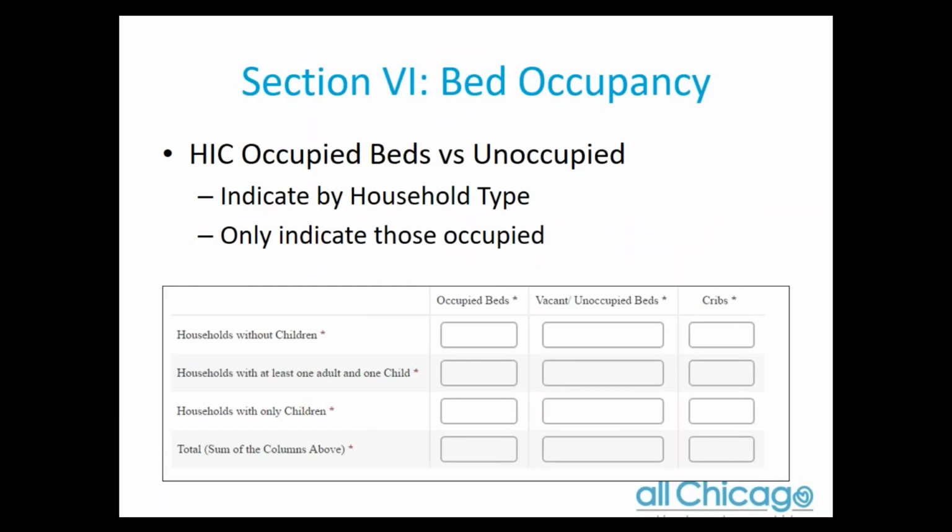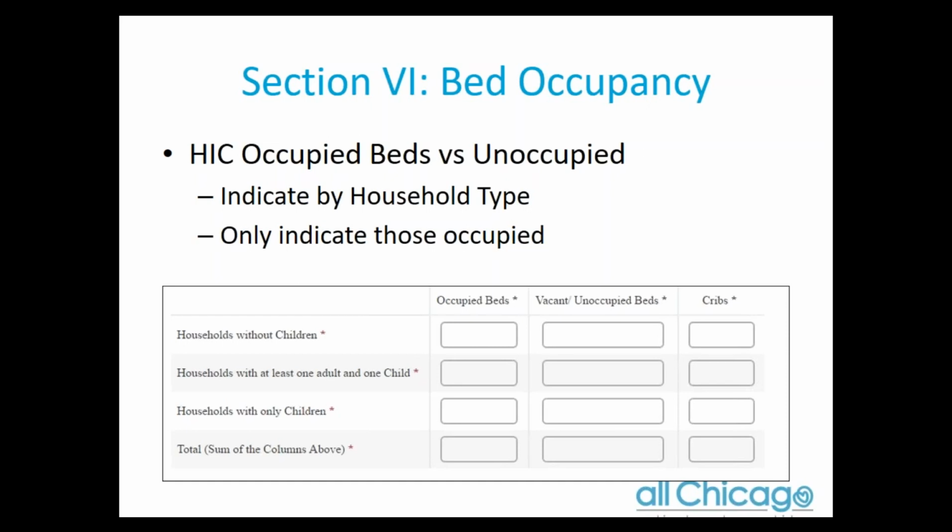Section 6 is about your bed occupancy. You'll be asked, out of that total number of occupied beds, how many of those were indicated by the different household types. Your households without children are your single individuals. Your households with at least one adult and one child means you have one adult and one child under the age of 18.